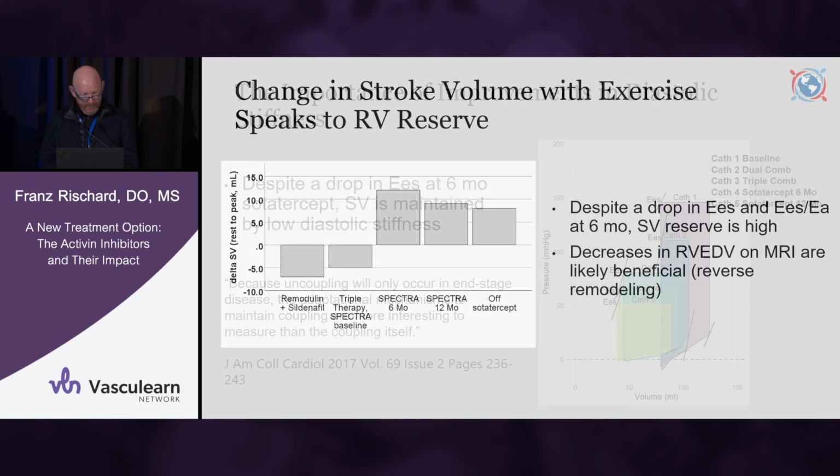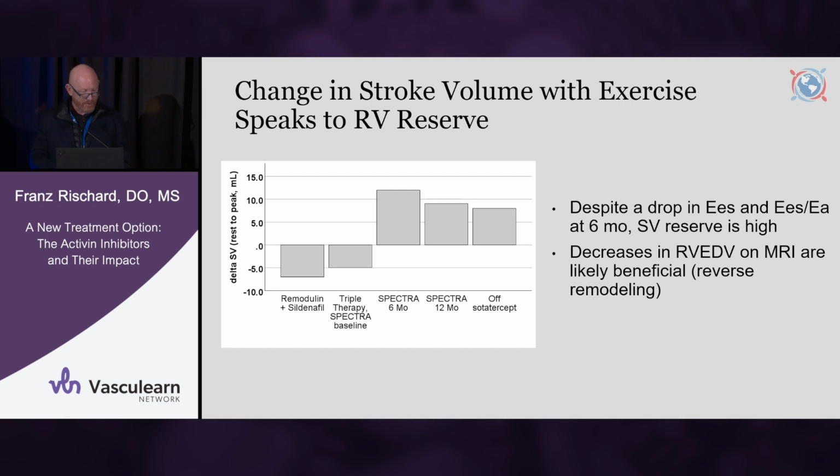And then if we go to changes in stroke volume with exercise, what I'd say is the third criterion for reverse remodeling, you can see that even though, as I pointed out earlier, stroke volume actually dropped with exercise in the patient on triple therapy, even though at rest the coupling ratio was normal. As we move towards the SPECTRA data at 6 months and 12 months, see here, even at 6 months, there is a dramatic improvement with exercise in stroke volume, indicating that there is RV reserve.